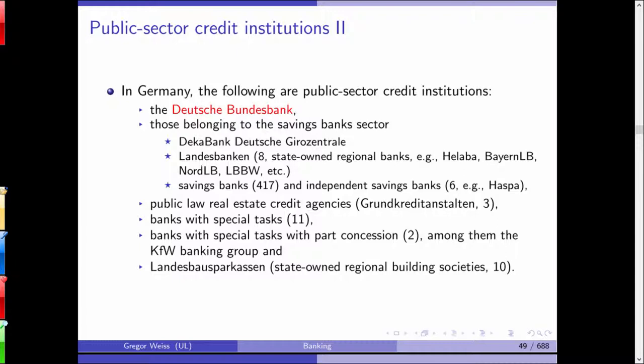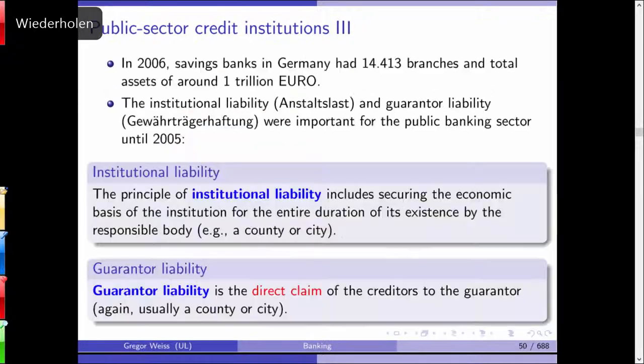Okay. Then some Grundkreditanstalten, banks with special tasks, with part concession, KfW Banking Group, Landesbausparkassen, those are state-owned regional building societies, but I think the most important public sector banks are the Sparkassen. Now, in 2006, savings banks had almost 15,000 branches. And you can imagine that if the number of Sparkassen goes down by the day, the number of branches is decreasing by the hour.